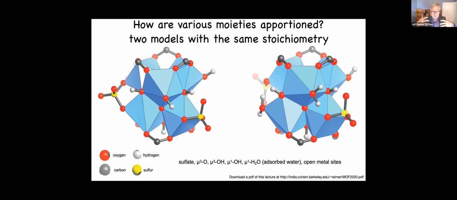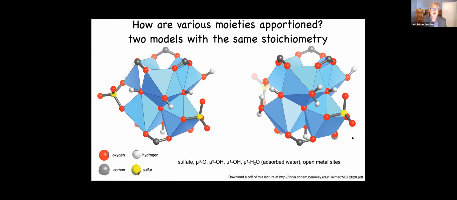And if you do stoichiometry measurements of these systems, you would discover that there's at least 2 different structures that are possible that would be consistent with the numbers of protons, oxygen, sulfurs, and so forth. So which one is it?